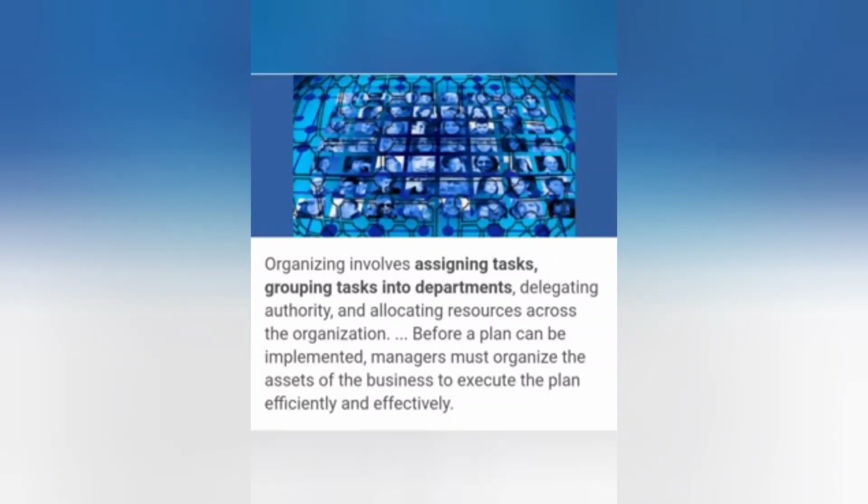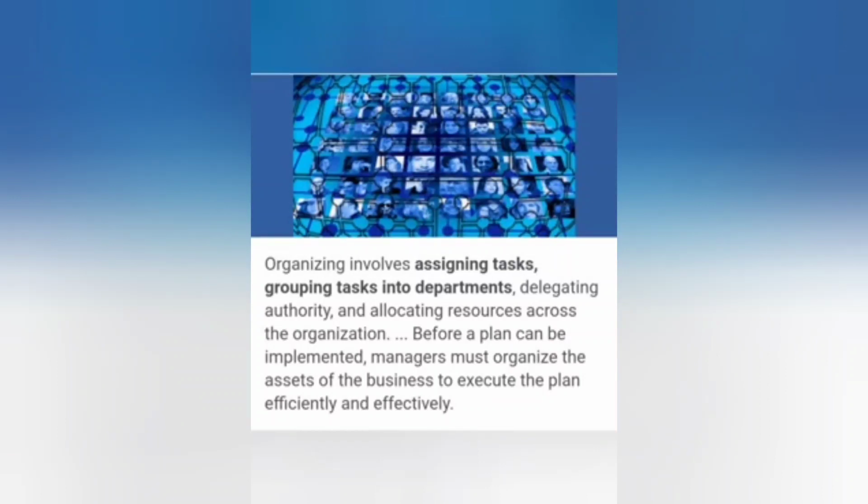Before a plan can be implemented, a manager must organize the assets of the business to execute the plan efficiently and effectively. According to Koontz and O'Donnell, it is the grouping of activities necessary to attain enterprise objectives and the assignment of each grouping to a manager with the authority necessary to supervise it. So what are the steps in the process of organizing?